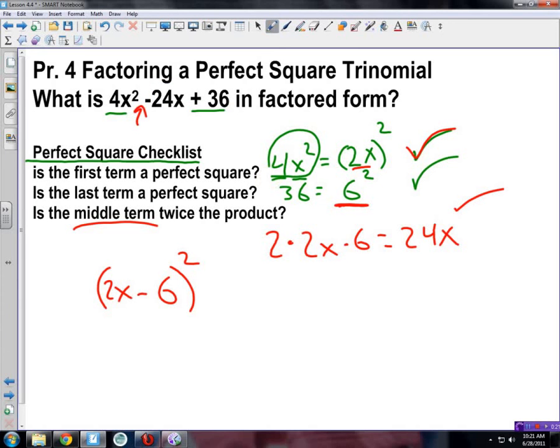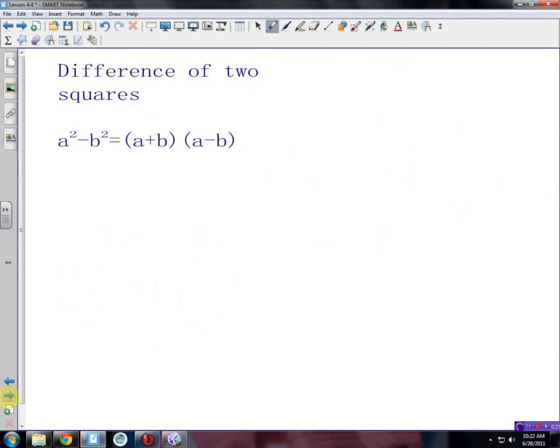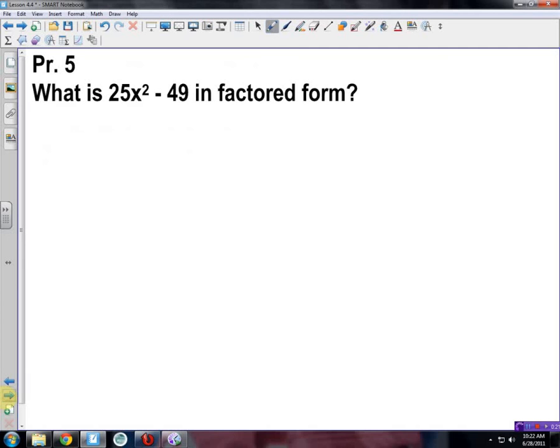Just like the last checklist for perfect squares, this one has a checklist too. First off, is the first term a perfect square? Can we write that as something squared? That's x squared, the easy part. But can 25 be written as something squared? It's 5 squared, so it is a perfect square. What about that second term? Is that second term a perfect square? I think it is. It's 7 squared.